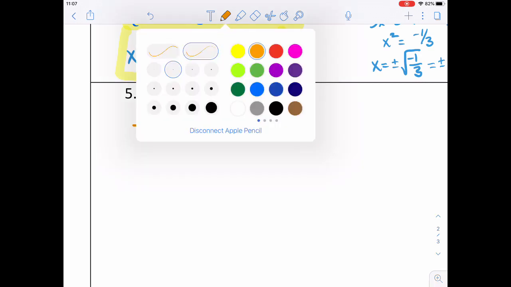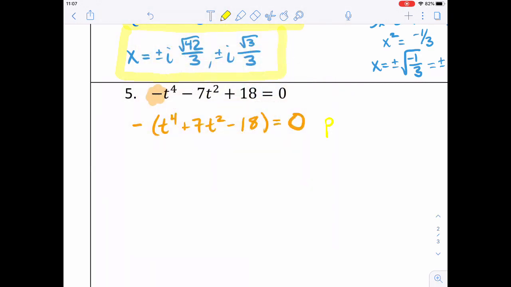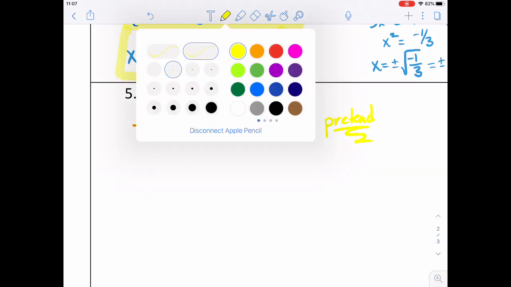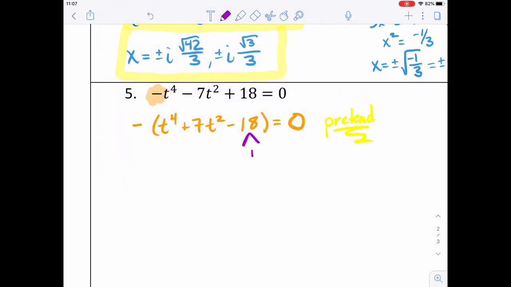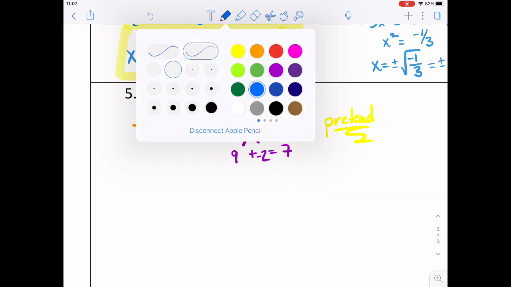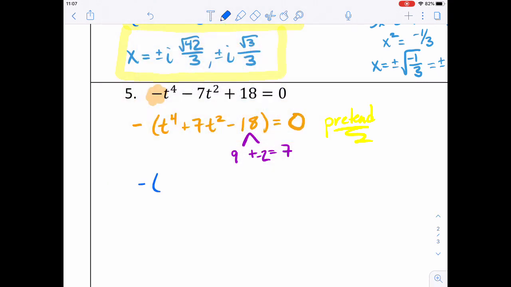So again, I'm going to pretend it's quadratic. I'm going to play pretend. And so I'm just going to look for factors of negative 18 that sum to 7. Those are going to be 9 and negative 2. Then I'm just going to make sure that when I write out my factorization, I use a square. So we have a negative, we have t squared plus 9, t squared minus 2.